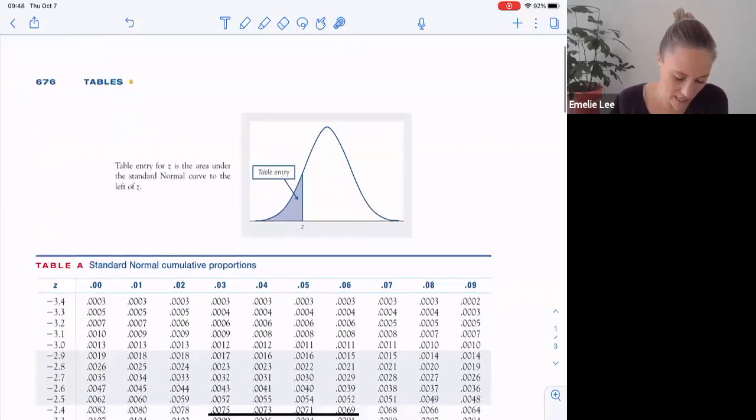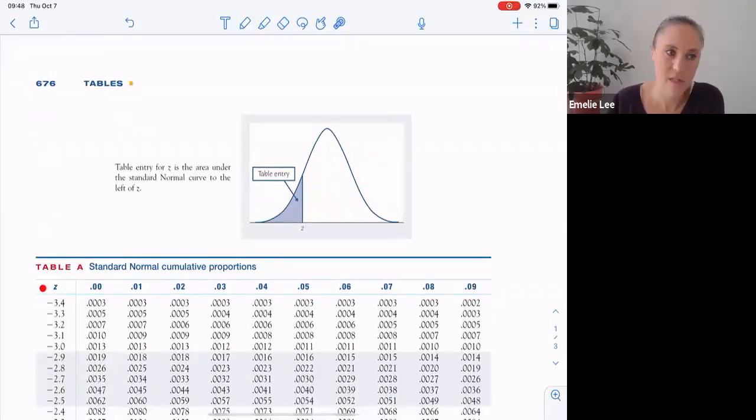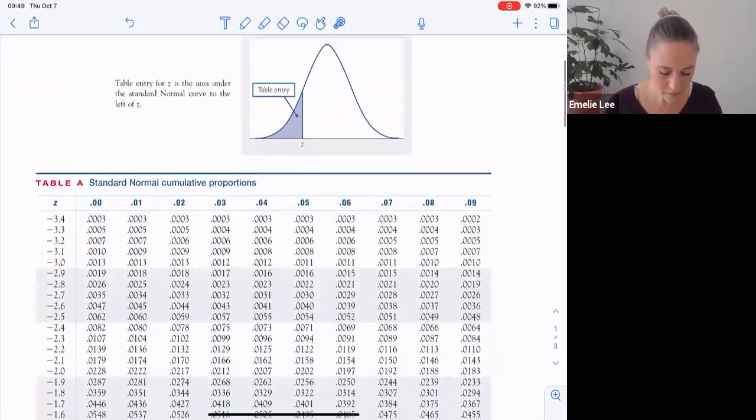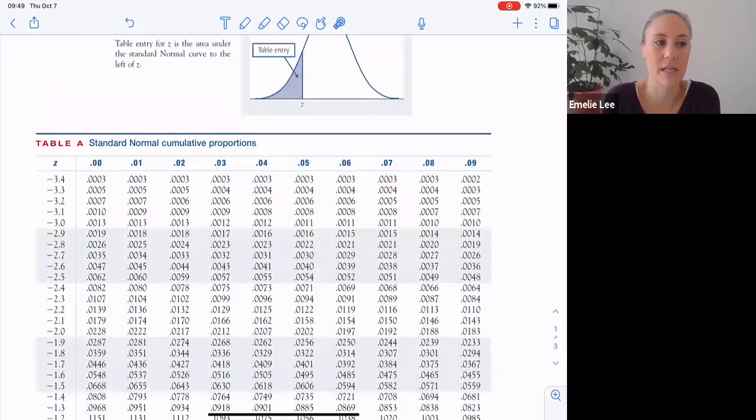Okay, so the Z table, sometimes we call it table A. This is the Z table that I like. There's a different Z table that looks a little bit different. I think this one's cleaner. The table that I don't like is the one in the textbook, but you have it, so you could use it. They have the same probabilities.